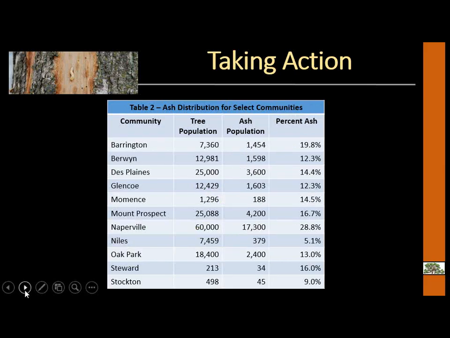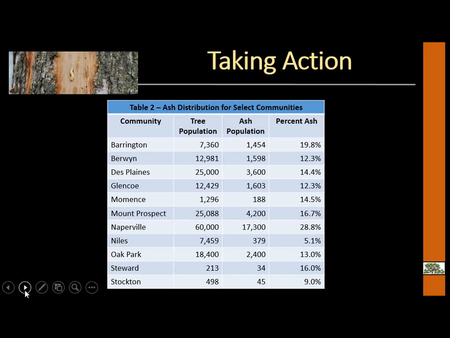This is a summary of some of the communities in that study area, showing their total tree population in 2014 when the survey was sent out, and their ash population. What I want you to focus on, on the far right, is the percent of ash in the population. Except for one community, Naperville, most of the communities' ash populations ranged from 10 to 20%, hovering around 15%. That doesn't give you a lot of information. If you look at the ash population numbers, for the City of Des Plaines, 14% means they had 3,600 ash trees to deal with. So it's really the combination of the two pieces of information: how many ash and what percentage of the population is ash.